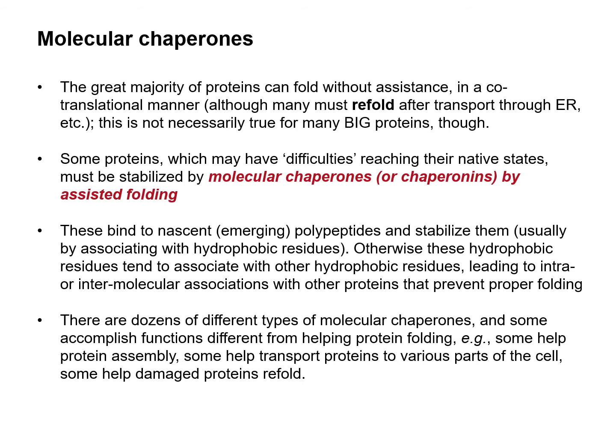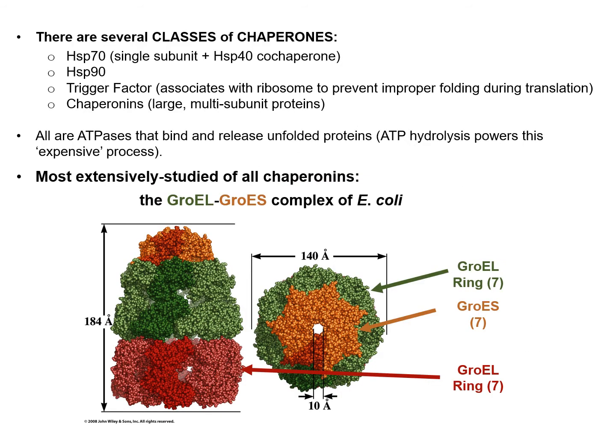There are dozens of different types of molecular chaperones, and some accomplish functions different from just helping protein folding. For example, some help protein assembly, some help transport proteins to various parts of the cell, and some help damaged proteins refold. There are several classes of chaperones based on their size as well as their functions. These are four major classes.